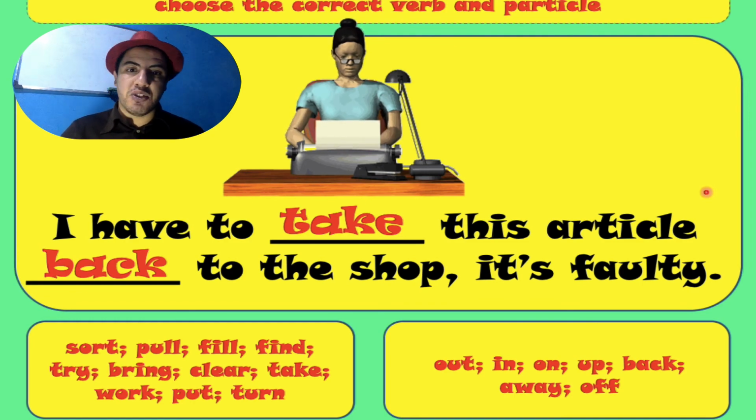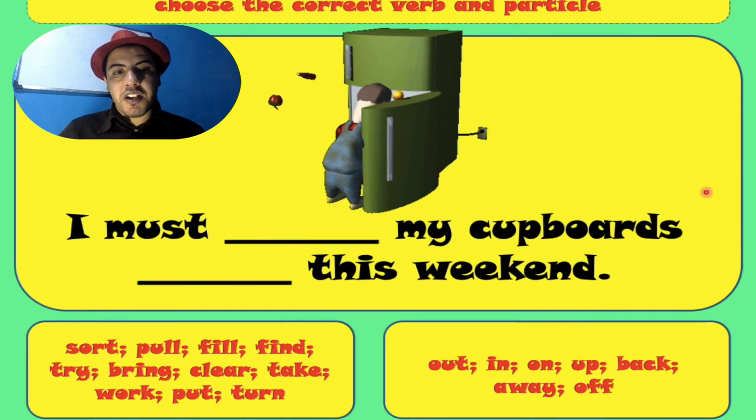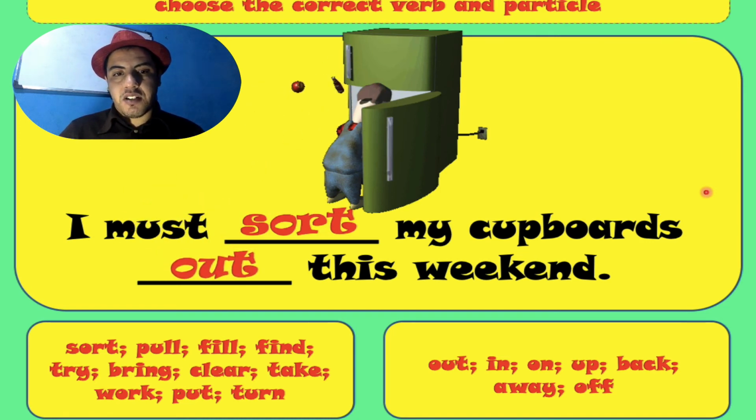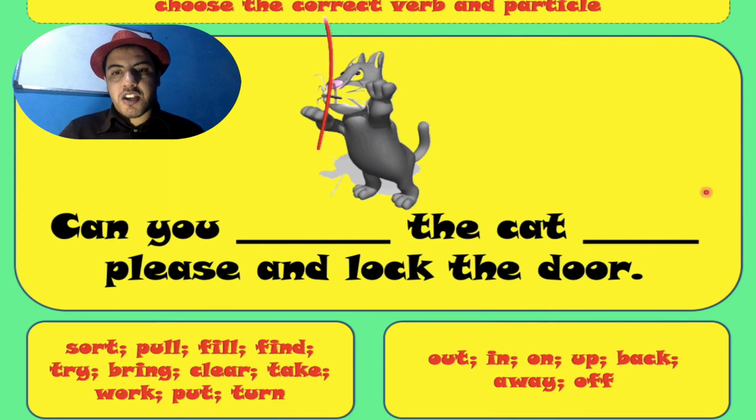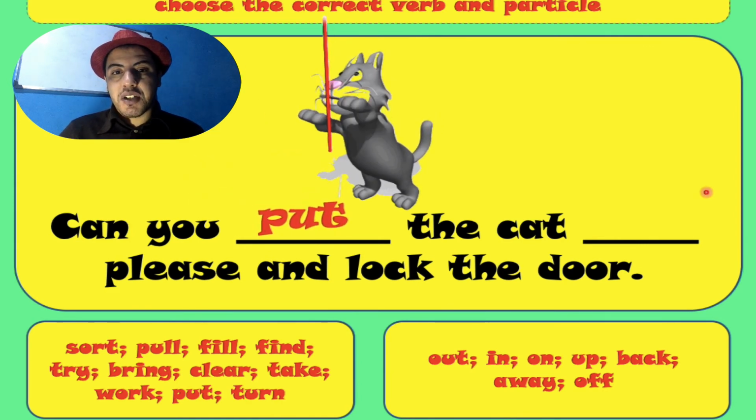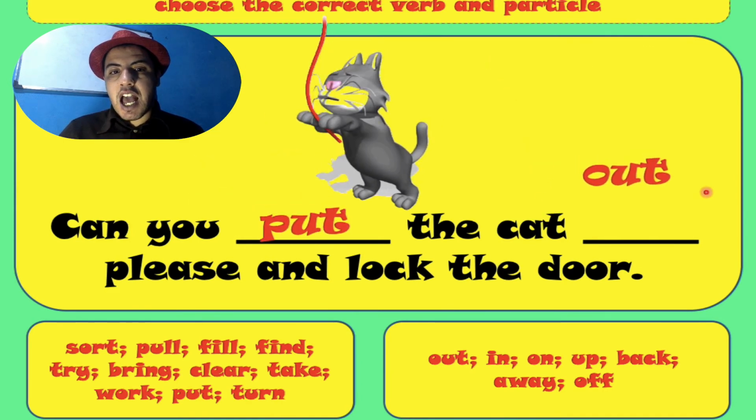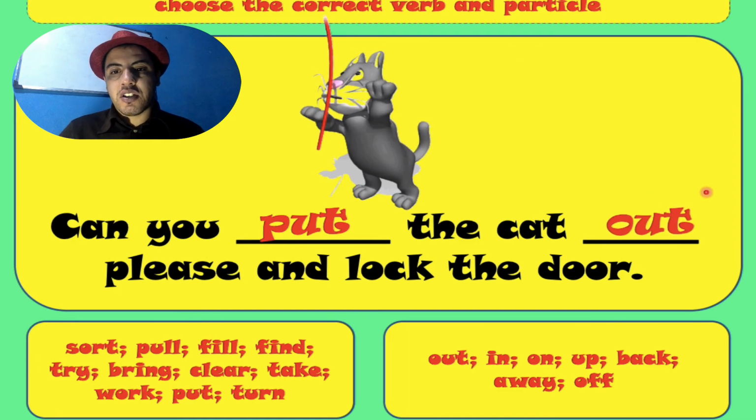Okay? It means to return. Another one: I must sort my cupboards out this weekend. Very good. We have to sort my cupboards out this weekend. Yeah, that's great. Can you put the cat out, please? Unlock the door.